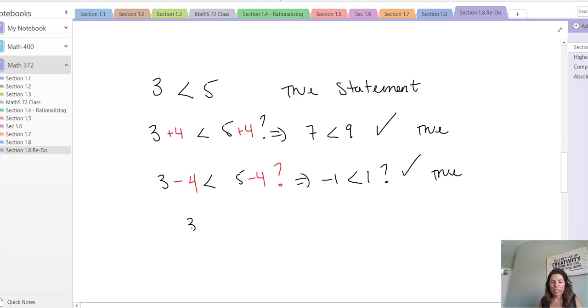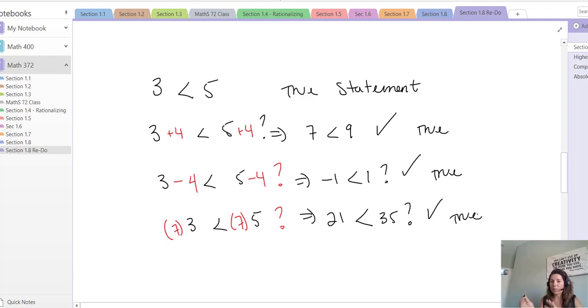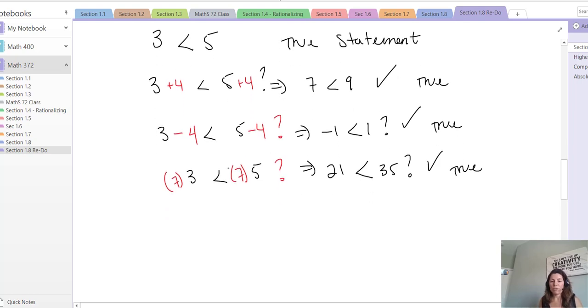So now what if we multiply? I know 3 is less than 5. My original statement is still true. Now what if I multiply it by something? Say we multiply by 7. Is this statement still true? 7 times 3 is 21. Is 21 less than 7 times 5, which is 35? And yes, that is still true. So multiplying both sides by a positive number remains true.